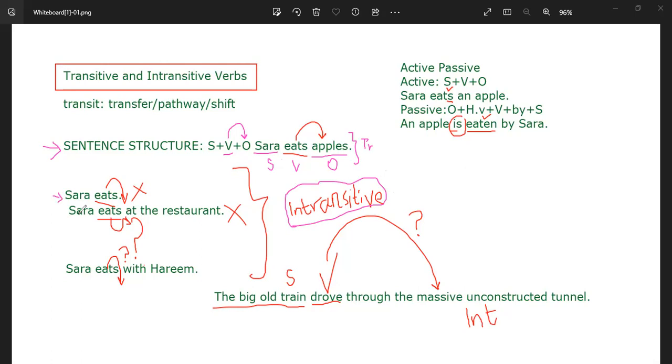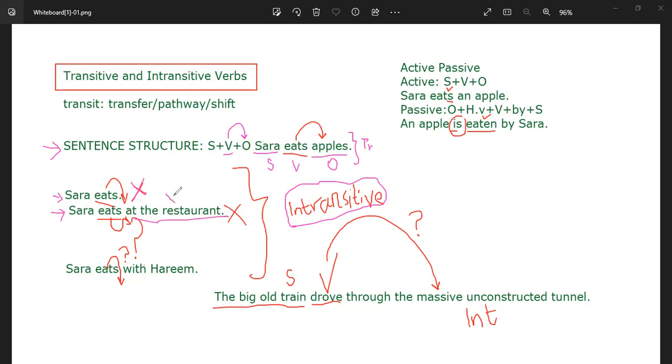If somebody asks you, what does Sara do at 5 p.m.? Sara eats. वो खाना खाती है. It's a complete sentence. However, it has no object. Eat is not being shifted onto anything. So it is not transitive. The second example that we have is Sarah eats at the restaurant. Children would say that restaurant is the object in the sentence.